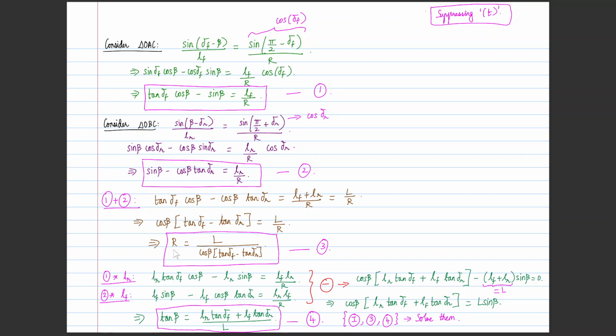Okay, so here in equation 3, if we take a closer look at it, the radius of curvature R is written solely in terms of the vehicle's parameters and operating condition. For example, L is the vehicle parameter, that is the wheelbase, beta is the vehicle's side slip angle, and delta F and delta R are the steering angles of front and rear wheels respectively.